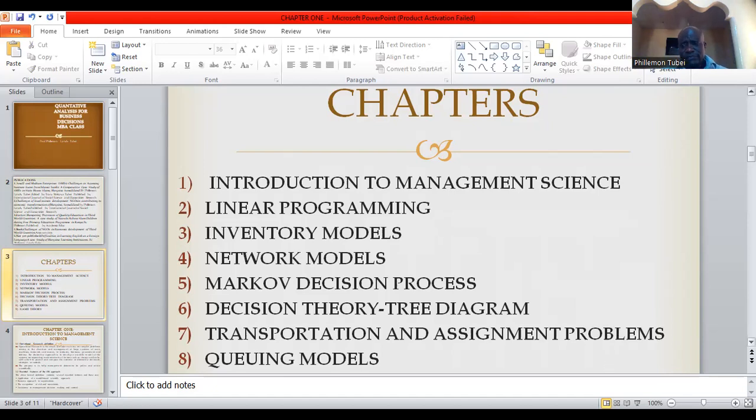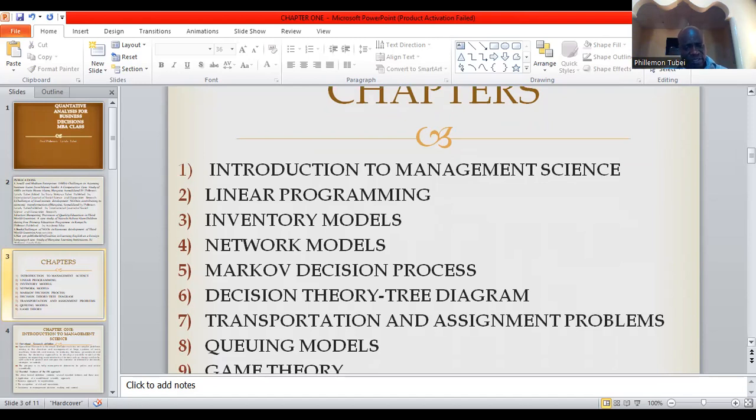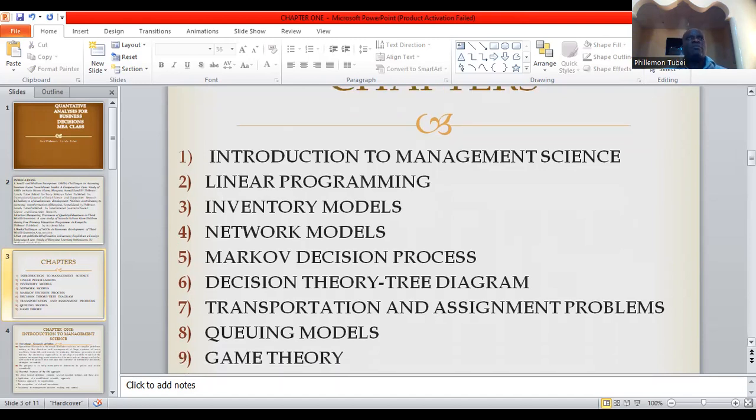Then chapter 8, we shall look at queuing models, theories. Like you are 10 of you in a line, you are to be served, and the server is taking 10 minutes per one of you. So if you are number 10, you can be able to calculate or estimate the time you will wait before you are served.